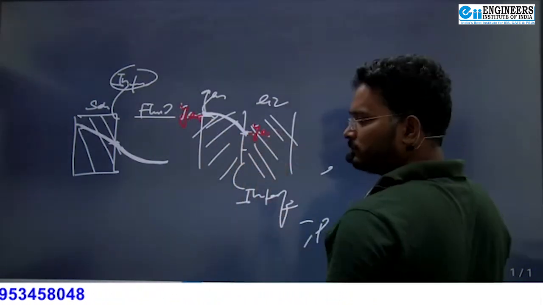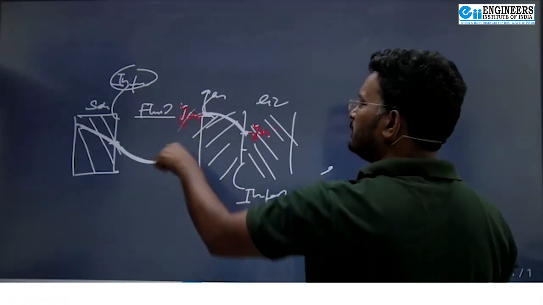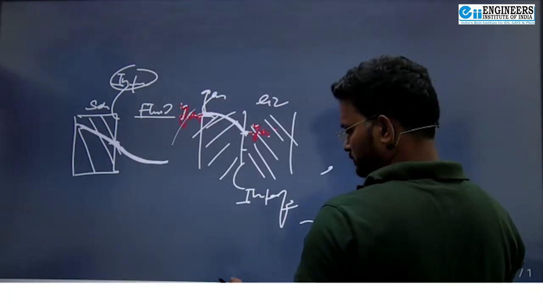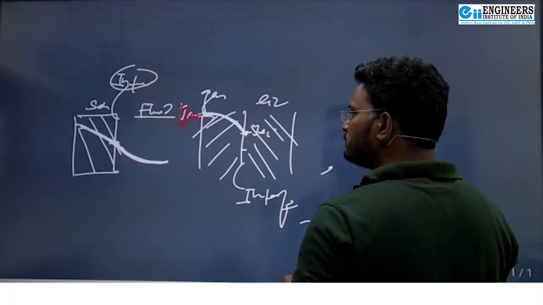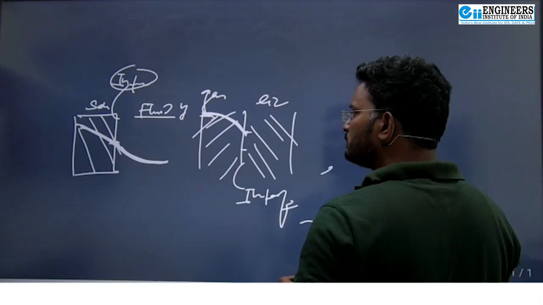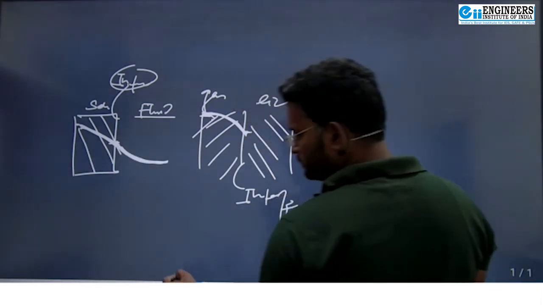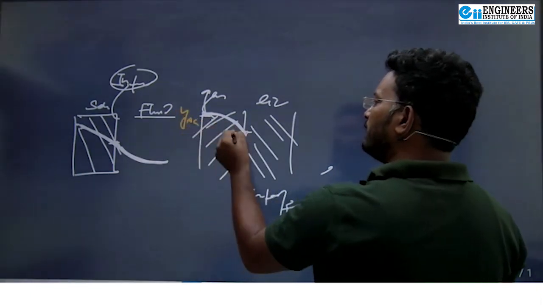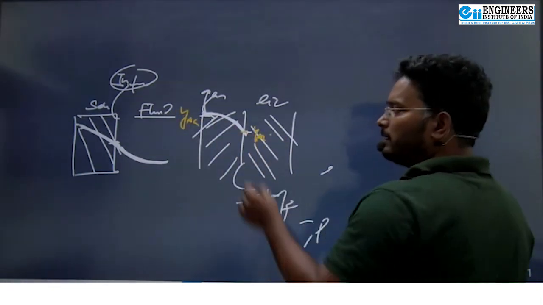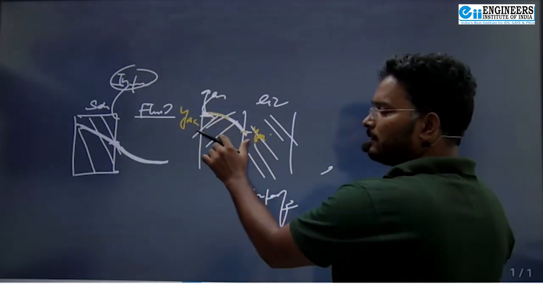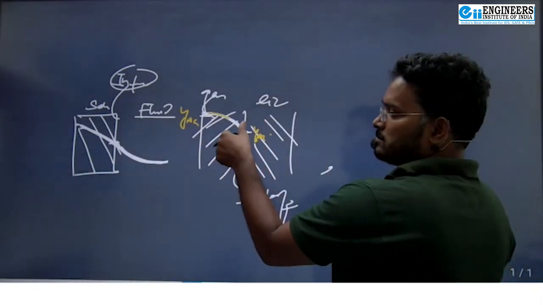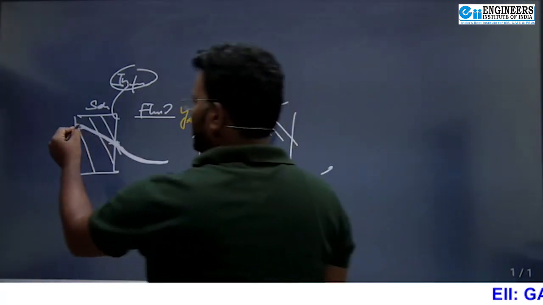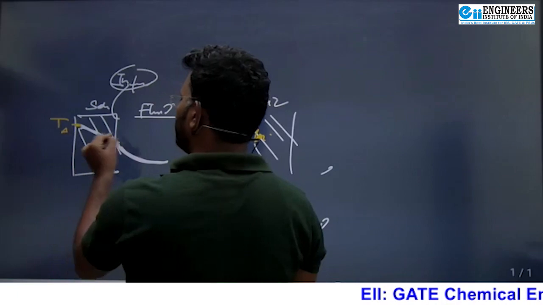Here let's say YAG and here YAI. Now YAG and YAI are the composition, the concentration of the species from the bulk of the gas to the interface, just like here it is TA and here TI.